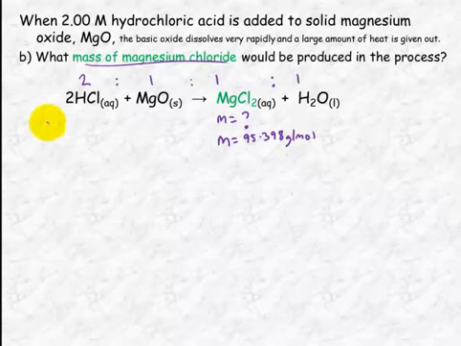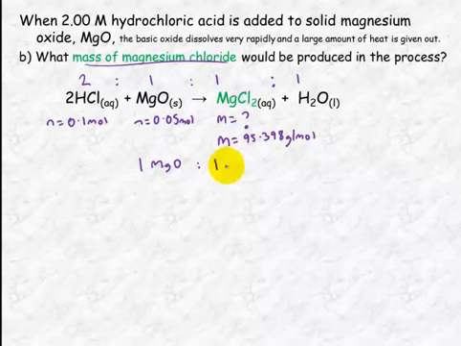You've worked out that the number of mole of hydrochloric acid is 0.1 mole and the number of mole of magnesium oxide is 0.05 mole. You could use either of these to work it out, but I think it's much easier because this is a 1-to-1 ratio, so use your answer here. You can see straight away that 1 of MgO will make 1 of MgCl2. It's a 1-to-1 ratio, so you know that the number of mole of MgCl2 will equal 0.05 mole.